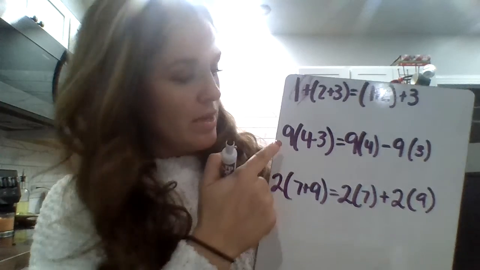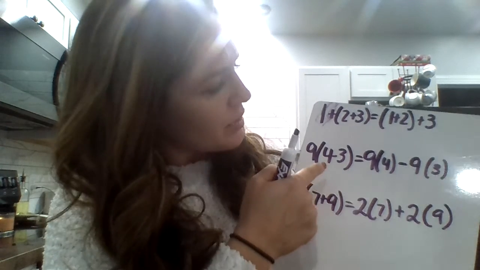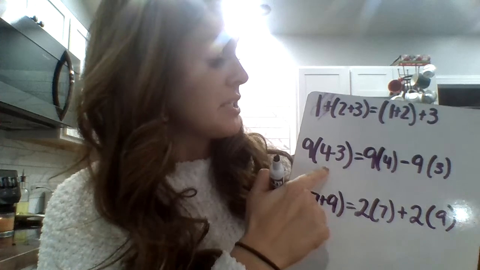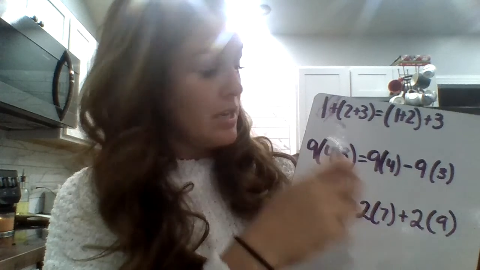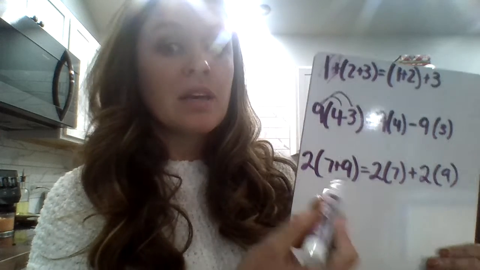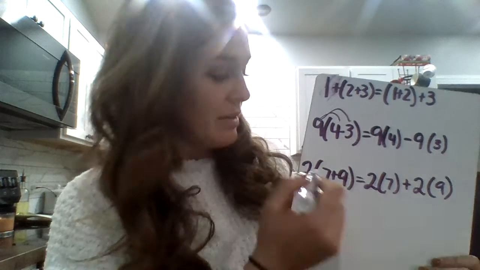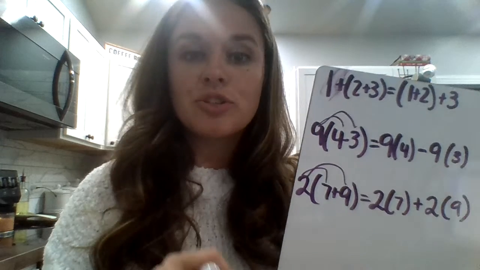We've had one like this already. So it says 9 times the sum, or no, that's not the sum. 9 times the difference, 4 and 3 equals 9 times 4 minus 9 times 3. It's the distributive property. And again, right here, same thing. It's doing the little jumpies. So this is also the distributive property.